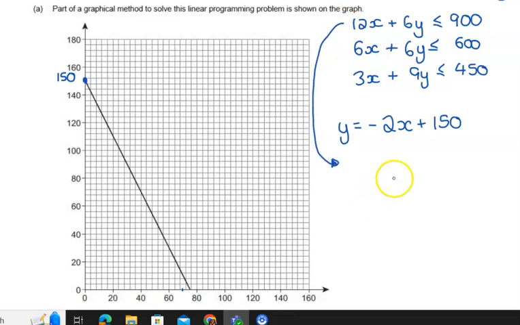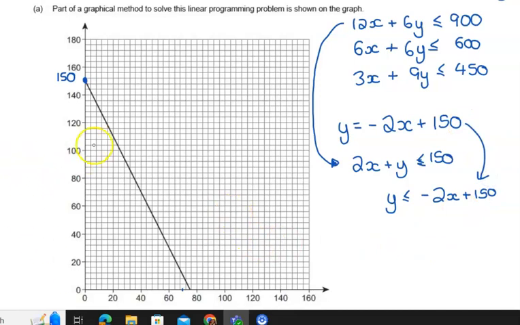Let's divide everything there by 6. That would give us 2x plus y is less than or equal to 150. Now if we rearrange that, then y has got to be less than or equal to minus 2x plus 150, which is the equation of this line.